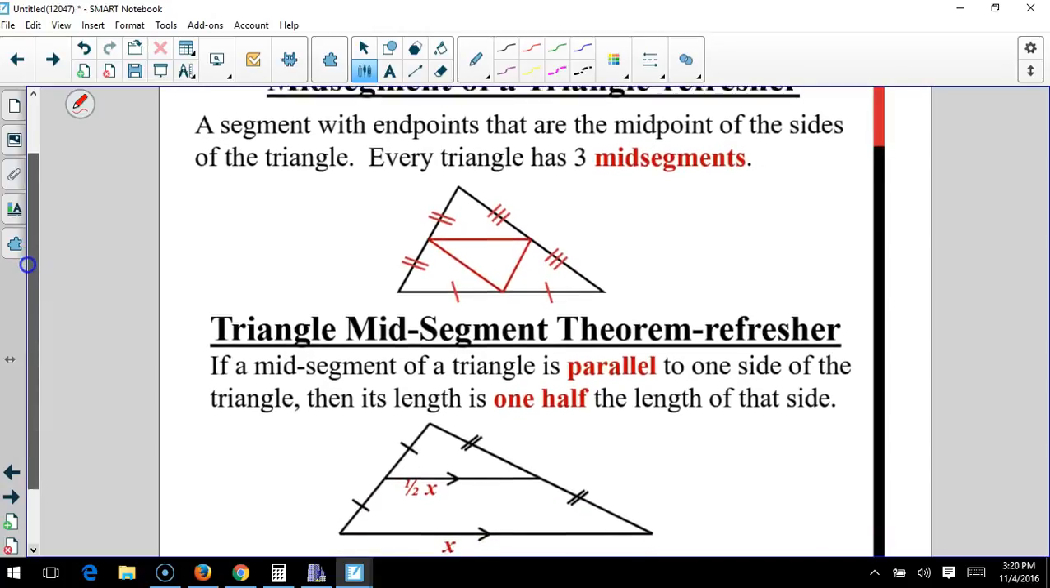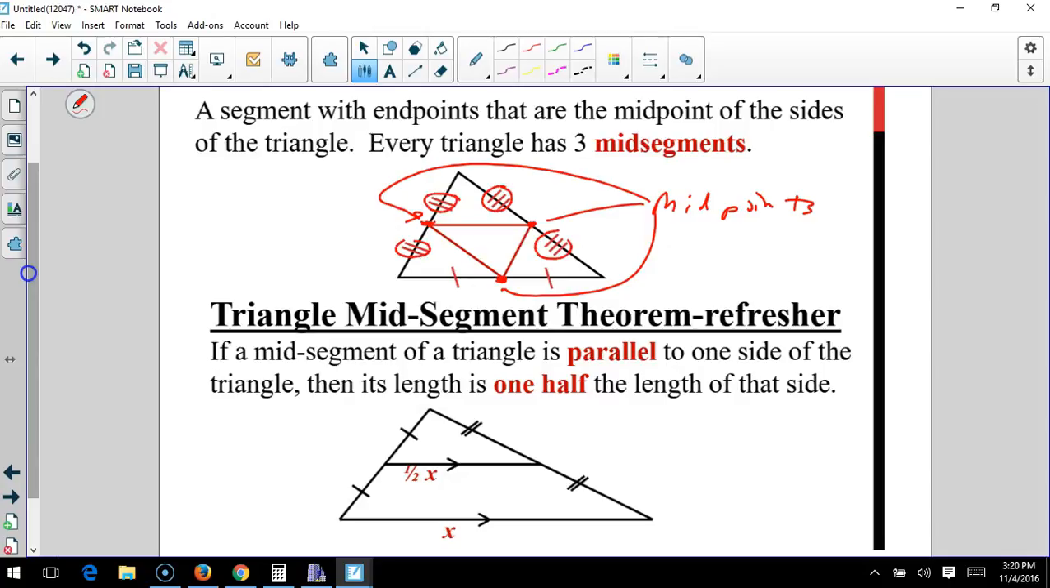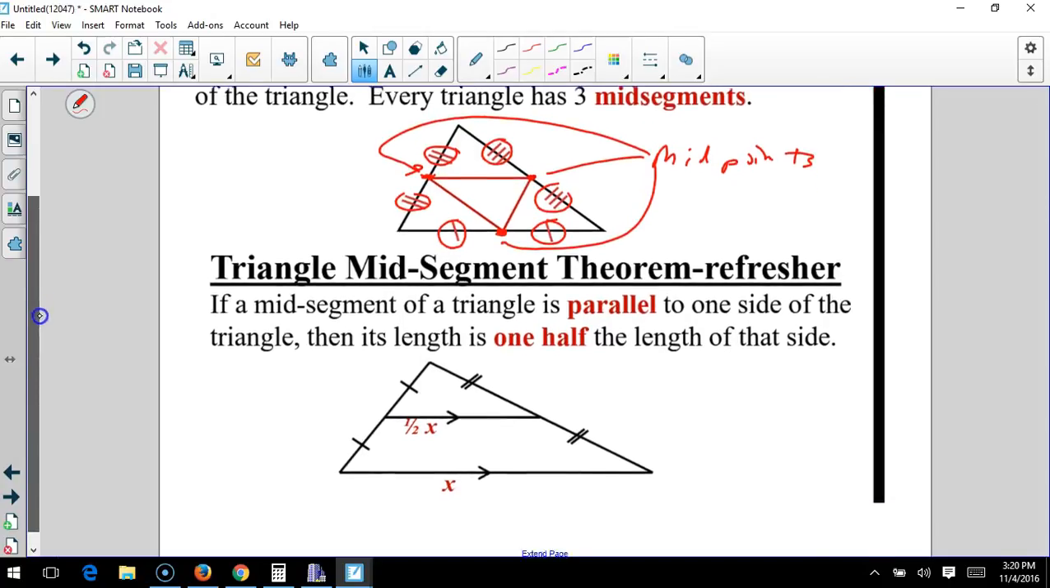Midsegment refresher. So a midsegment is a segment with endpoints that are at the midpoints of the sides of the triangle. Every triangle has 3 midsegments. So here, here, and here are all midpoints. And you know they're midpoints because those two match, these two match, and those two match. And when we connect all those midpoints, we get the 3 midsegments.